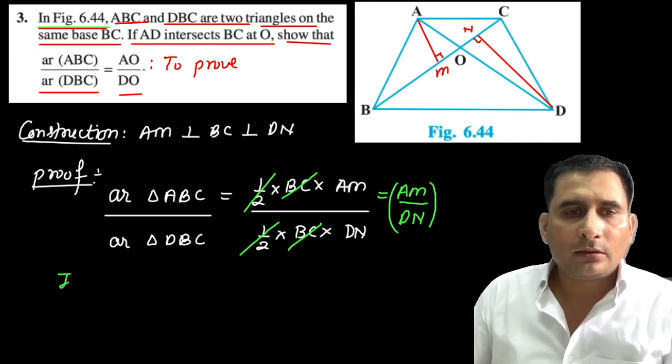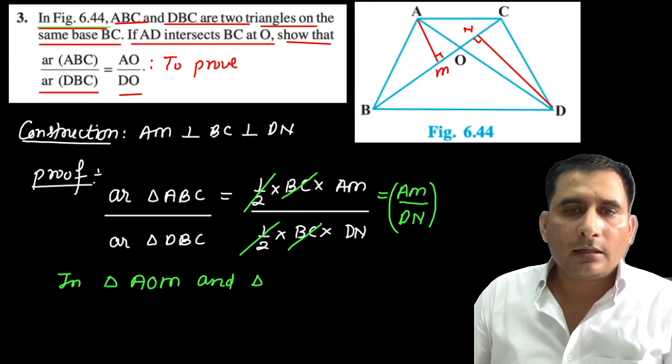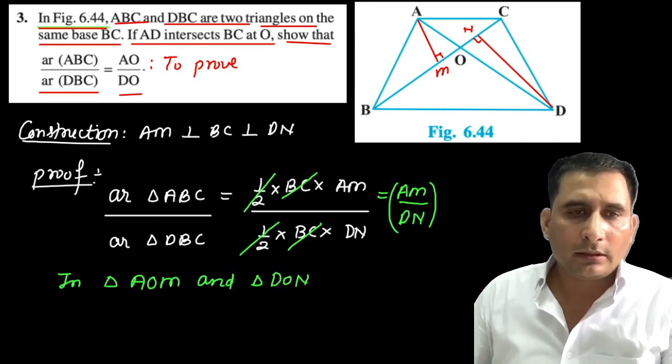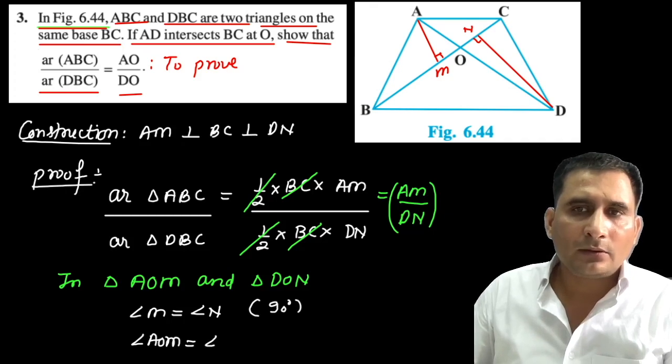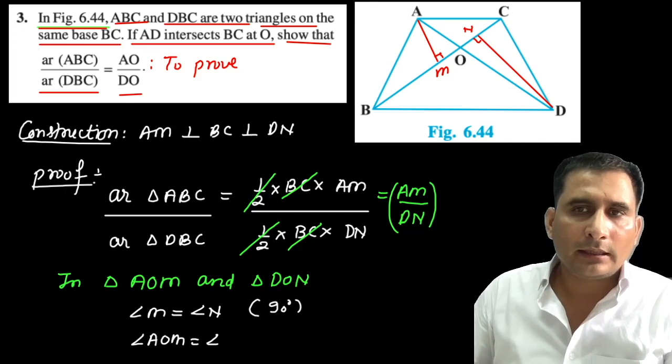So how to make it equal? So हम लोग क्या करते हैं, ट्रायंगल ले लेते हैं, ट्रायंगल ओम एंड ट्रायंगल डोन. सो डोन को ओम के इक्वल करना है, डोम को ओम के कॉन्ग्रुएंट करना है. तो मैं एंगल M को अगर एंगल N लिख लूं तो व्हाट इज द रीजन? 90 degree. 90 degree. And if I write angle AOM is equal to angle DN, sorry not AOM, AMO. AMO तो हो गया. AOM is equal to angle DON.